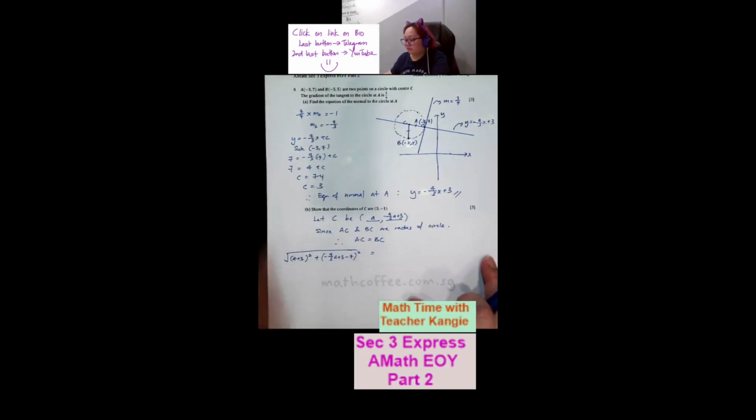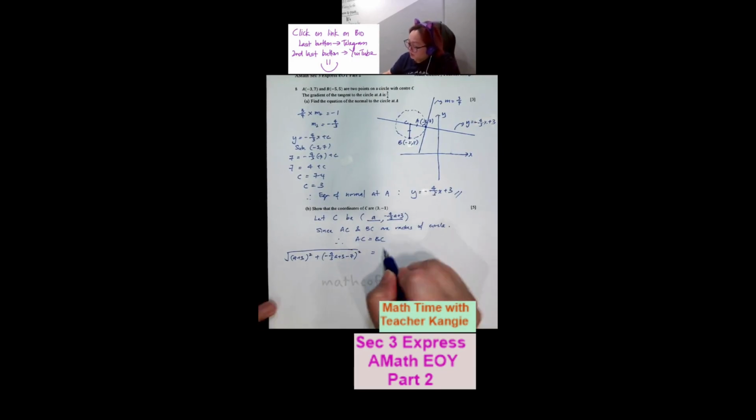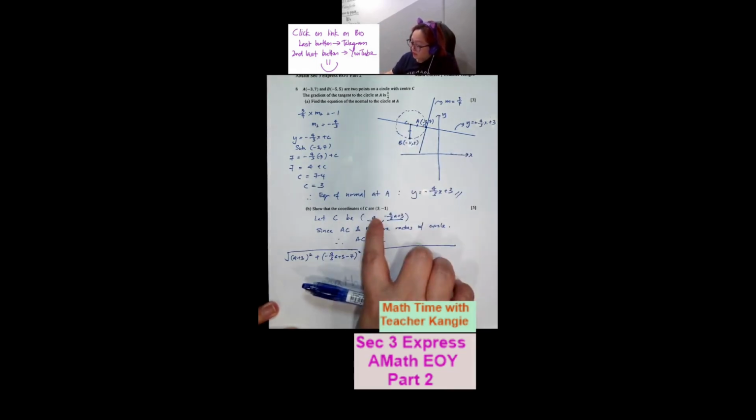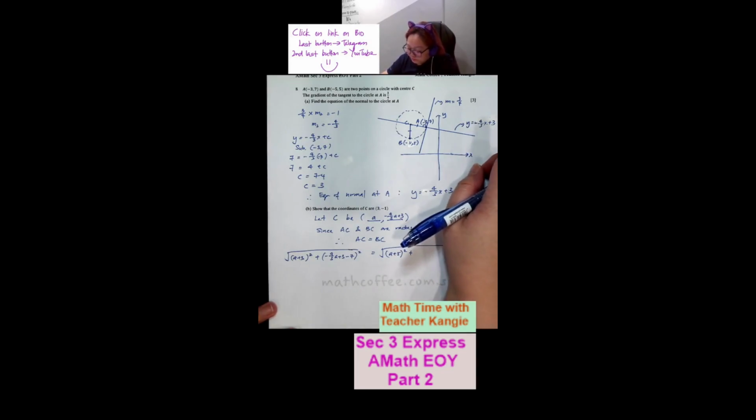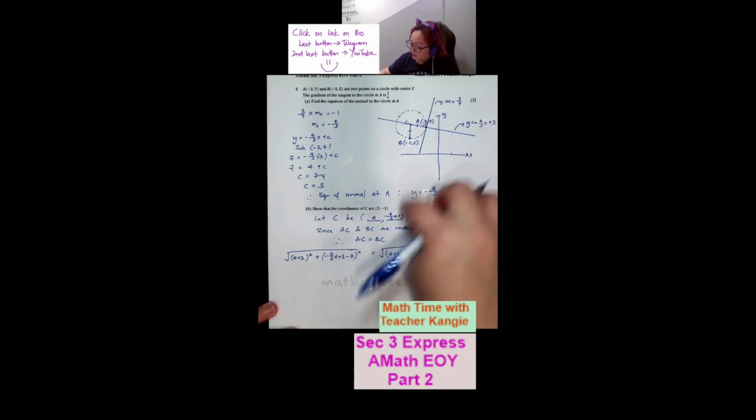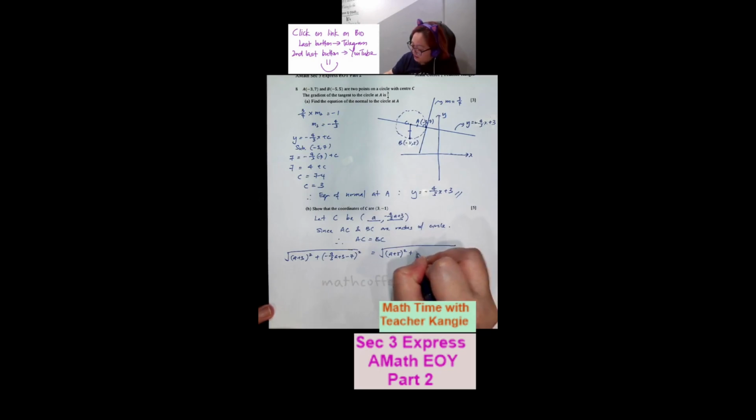The other side, length of BC, do the same thing. So a minus 5, so it's a plus 5 squared plus this minus 5. So we have negative 4 over 3 a plus 3 minus 5, and the whole thing squared. Then now the tough part is how to solve the fractions.